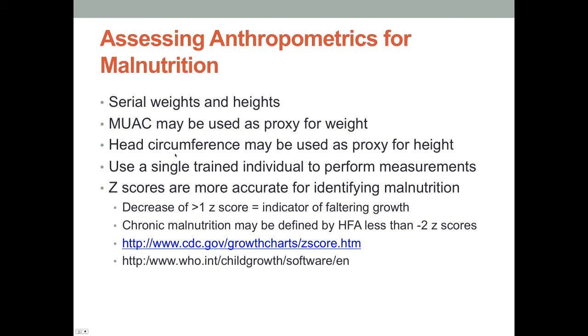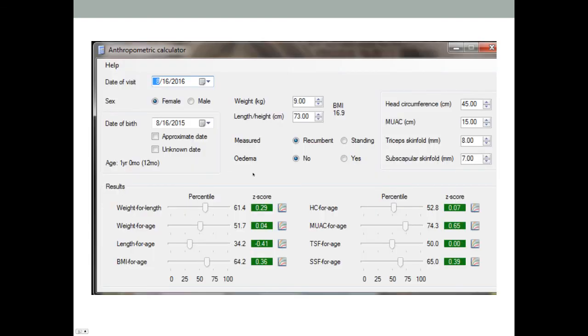And then the other thing that's important is Z-scores. And so there's actually this software, which I've cited here, that you can download for free. And this will allow you to find the Z-scores for a child. And so here's a screenshot of that. You can see you can put in the current date, whether the child's male or female, their current weight, their current length. It'll calculate a BMI for you. You can put in their head circumference, their MUAC, their triceps, and then whether they were measured recumbent or standing, whether they're edematous or not, and it gives you a Z-score.